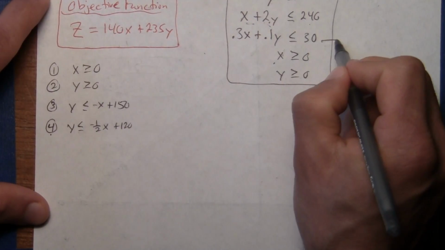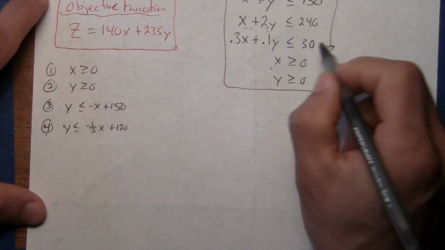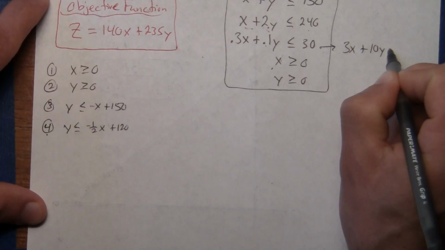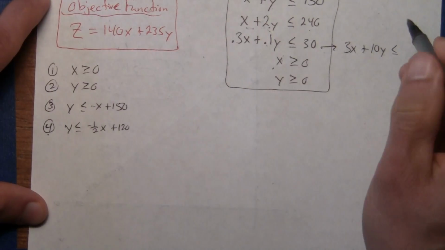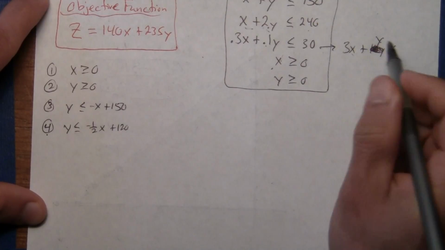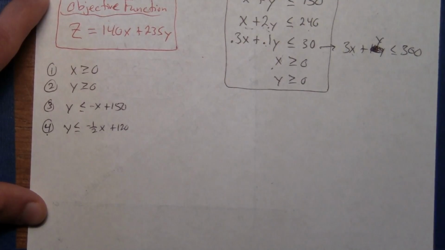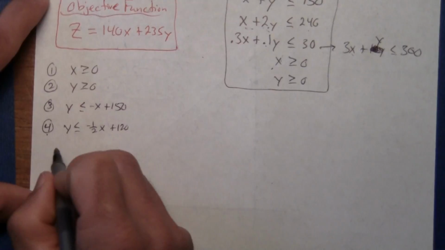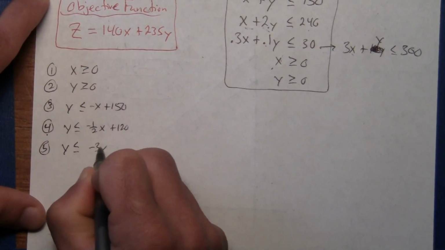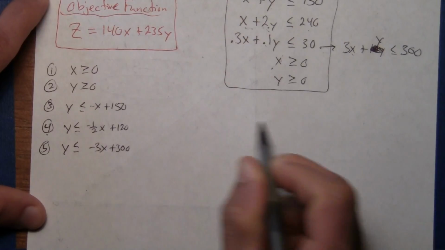And then what I would recommend for this one, so I don't have to deal with the decimals, is multiply everything by 10. So it's 3x plus 10y is less than or equal to, whoops, I guess that would be 1y, wouldn't it? 3x plus 1y is equal to 300. And then you'll see it's actually not that difficult to solve for y. It's y is less than or equal to negative 3x plus 300.